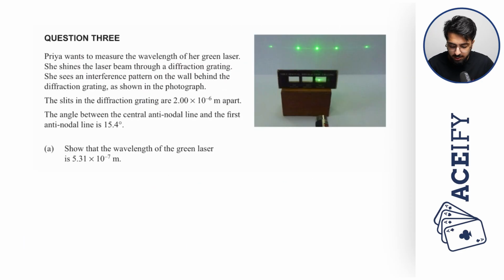Priya wants to measure the wavelength of her green laser. She shines her laser beam through a diffraction grating. She sees an interference pattern on the wall behind a diffraction grating as shown in the photograph. The slits in the diffraction grating are 2 times 10 to the negative 6 meters apart. The angle between the central antinodal line and the first antinodal line is 15.4 degrees. Show that the wavelength of her green laser is 5.31 times 10 to the negative 7 meters.